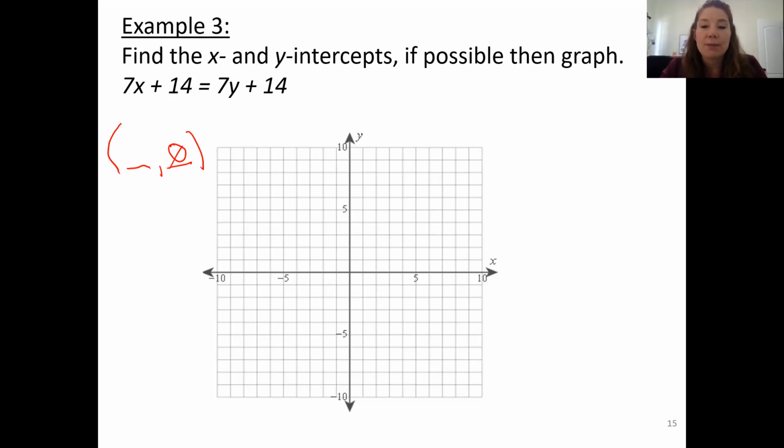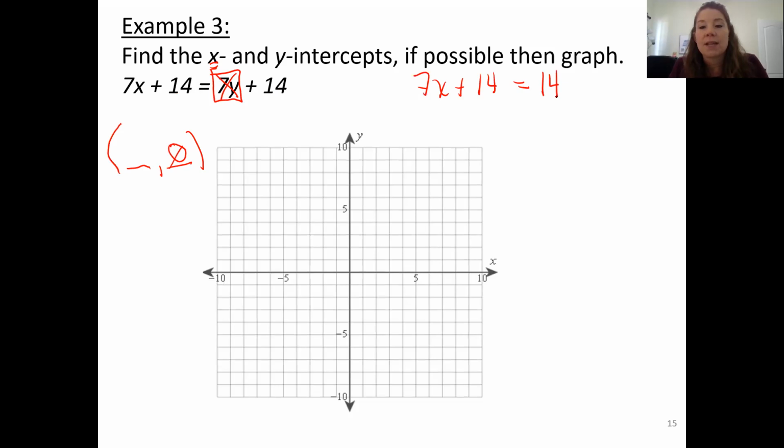All right, but let's practice this one first. So this time we are going to make y equals 0 because we're finding the x-intercept. So I see the y right here. 7 times 0 is 0. That goes away. So what am I left with? I'm left with 7x plus 14 is equal to, what's left over here?